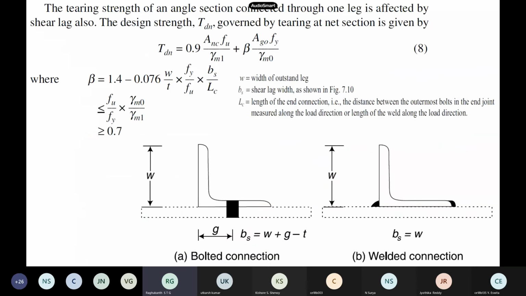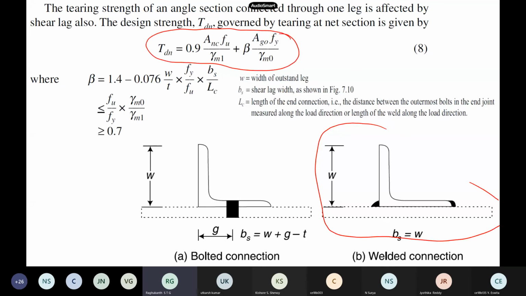And then if it is an angle section, okay, one leg connected, another leg not connected. So this is the formula, which has come from our structures lab only. So this formula has to be used. In this formula, the most important thing is the shear lag width basically. Shear lag width means the portion which has not been connected to the leg itself.